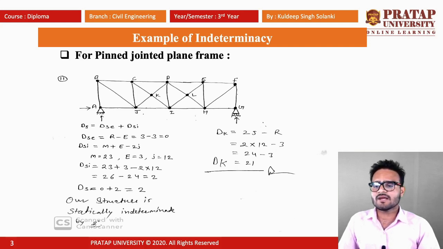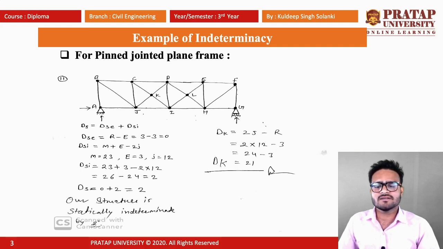Now we can calculate dsi. dsi is the internal static indeterminacy. The formula is m plus e minus 2j. M, what is the m? We know m is the number of members. In this case, we have 23 members available. You can count them yourself. How many members are available? 23 members are available.